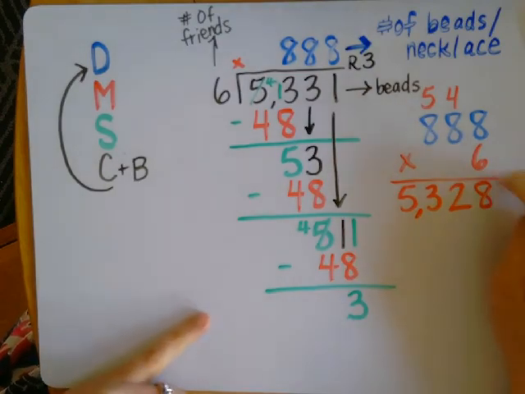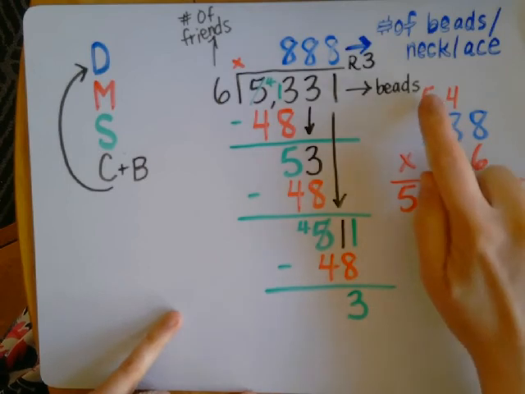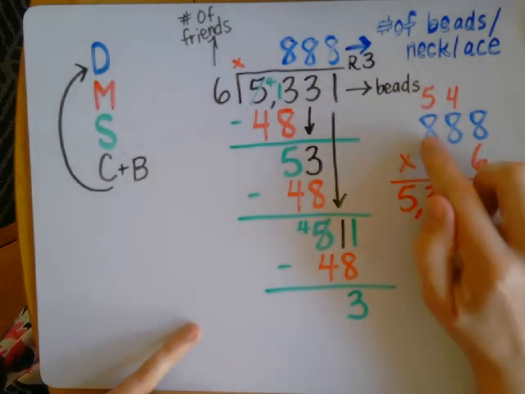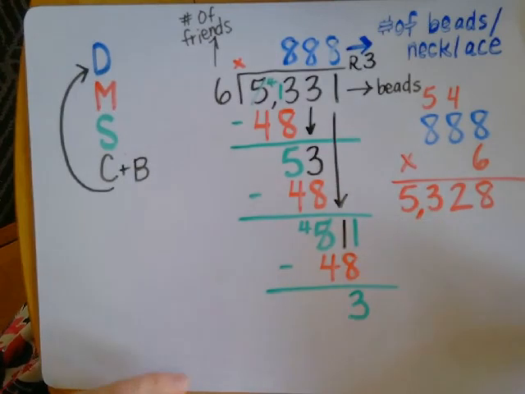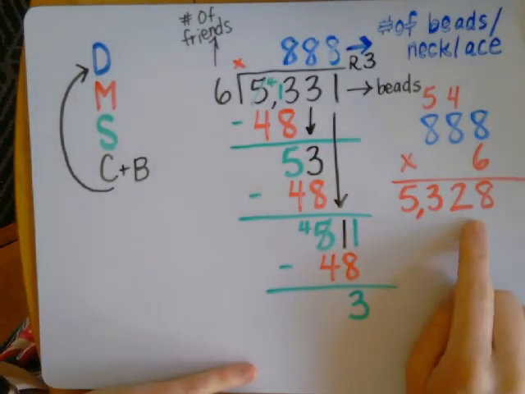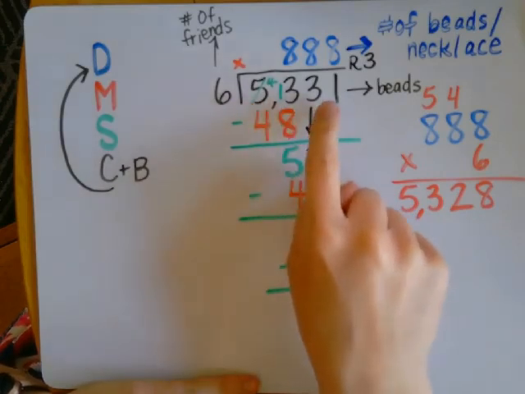6 times 8 is 48. The 8 stays, the 4 goes up there. 6 times 8 is 48, plus 4 more is 52. The 2 stays and the 5 goes up there. 6 times 8 is 48, plus 5 more is 53. Okay, this looks better. 5,328. But we needed to get 5,331.